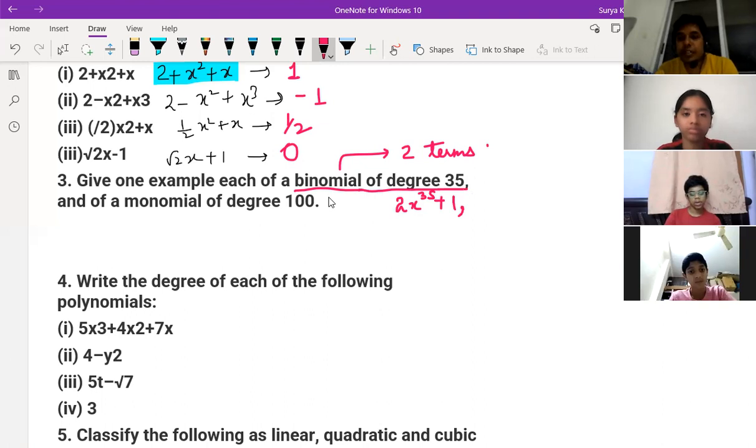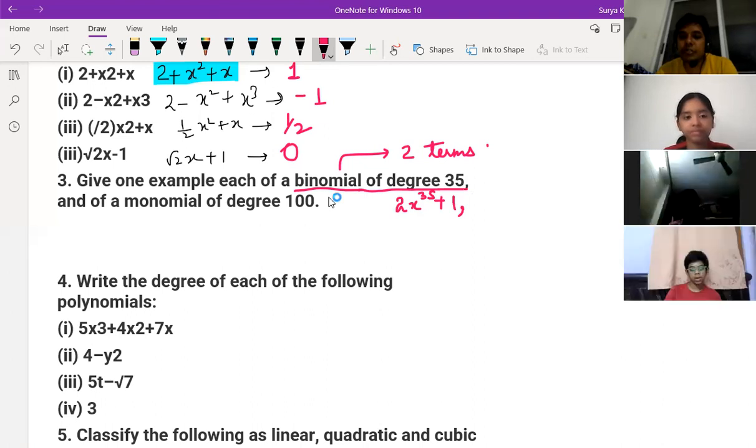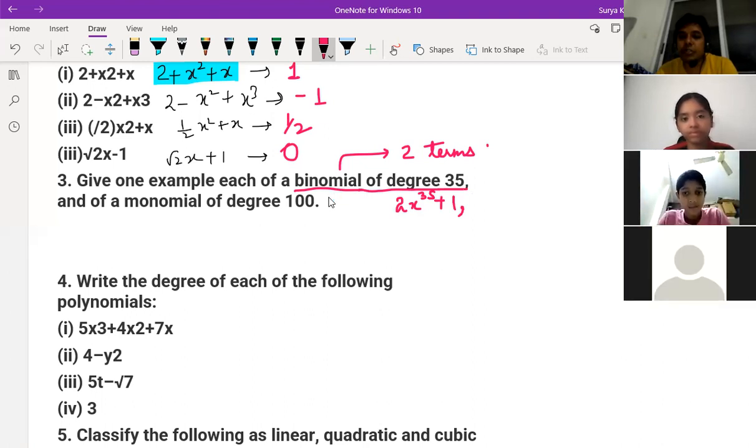Satvik, tell me any other example actually. Why are you opening your camera? I don't know. Sir, I turned it on, sir. It's on only for me. Okay, because right now we can't see. So 1 minute, sir, I'll check it.